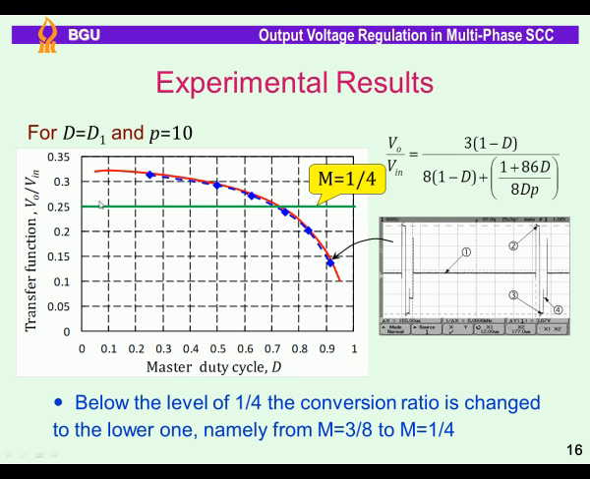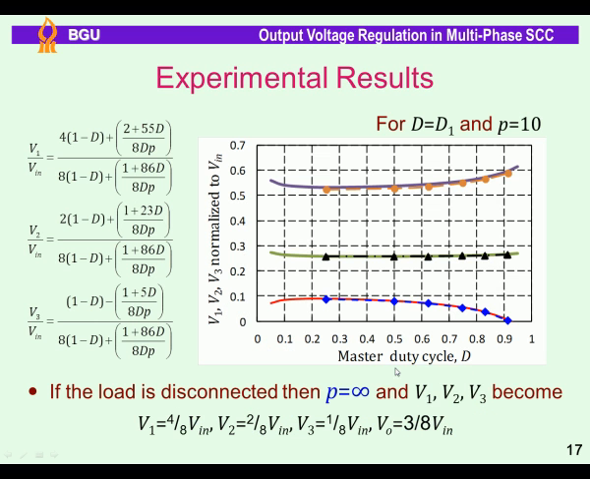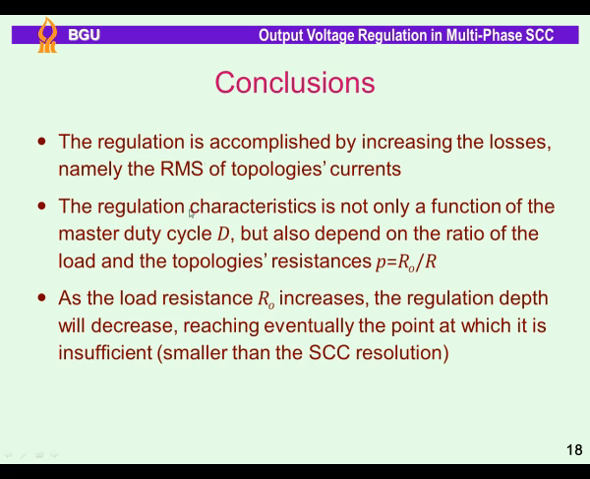This figure shows the measured regulation characteristics, blue dashed line, that agrees well with the calculated characteristics, red solid line. Note again that below the level of 1/4 we can switch the conversion ratio to 1/4. So, very high RMS values of the topology currents presented on the right can be eliminated. This figure shows how the voltages across the flying capacitors change with the master duty cycle. Note that under no load condition the terms in the large brackets tend to 0, and the voltages reach their nominal binary values. This brings me to the conclusions.